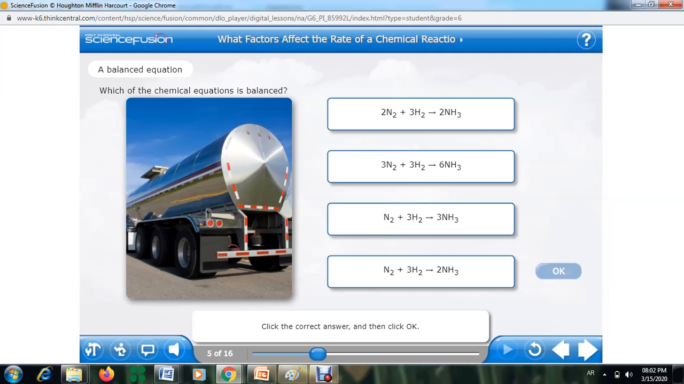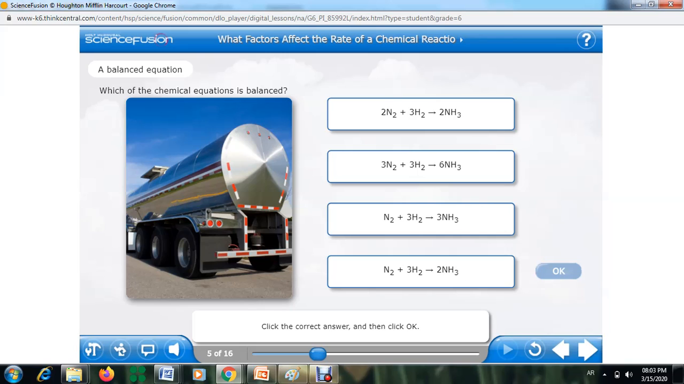Here you have 2 by 2, 4 nitrogen, but here you have 2 nitrogen atoms, so this one is not balanced, as you see. But look at the second one. 3 times 2: this 3 is a coefficient, with this subscript 2, so you have 6 nitrogen atoms here, and here you have 6 hydrogen atoms. At the end the product, which is NH3, so 6 times 3, which means you have 18 hydrogen atoms, so this one is not balanced.